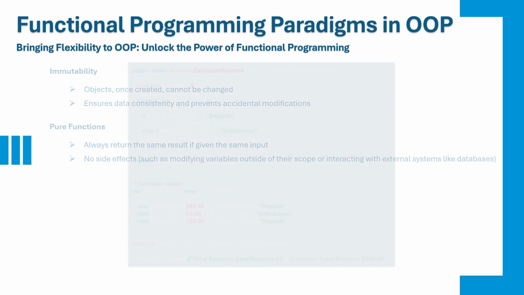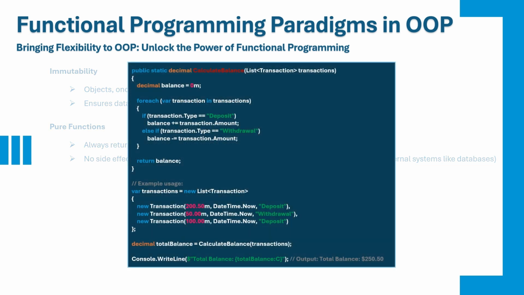In this example, the calculate balance function processes a list of transactions to compute the total balance. The function is pure because it relies solely on its input, the list of transactions, without modifying any external state or data. It consistently returns the same output for the same input, ensuring reliability and predictability in the calculation of balances.